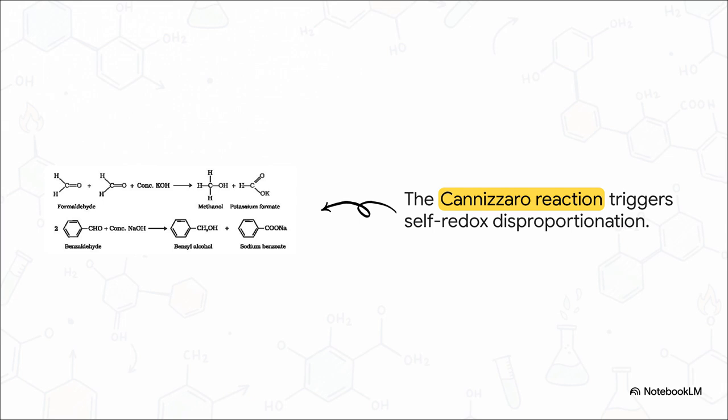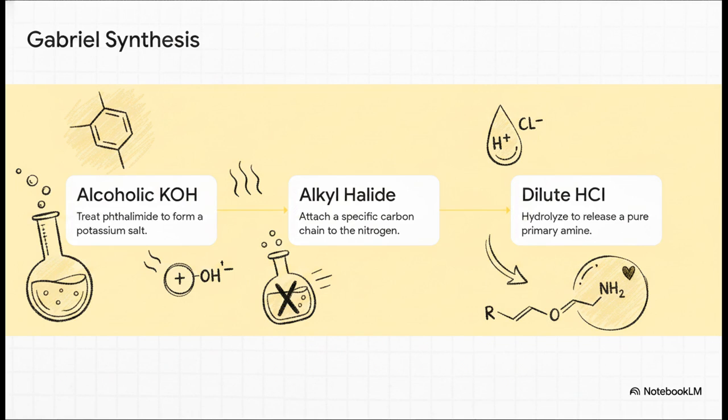Next up in the Hall of Fame is the Gabriel phthalimide synthesis, which is this highly reliable 3-step method for synthesizing perfectly pure primary amines. The logic here is just so elegant. Step 1, you treat phthalimide with alcoholic KOH to form a potassium salt. Step 2, introduce an alkyl halide, which attaches your specific carbon chain right to the nitrogen. Step 3, hydrolyze the whole shebang with dilute HCl to release a beautiful, completely uncontaminated primary amine.